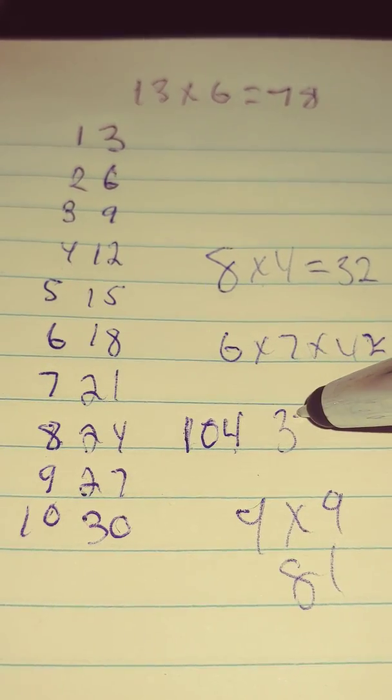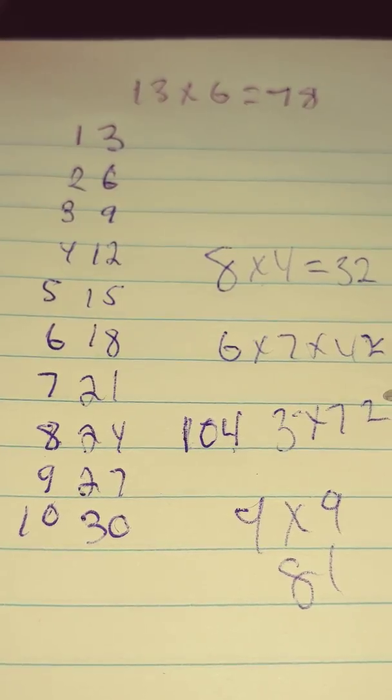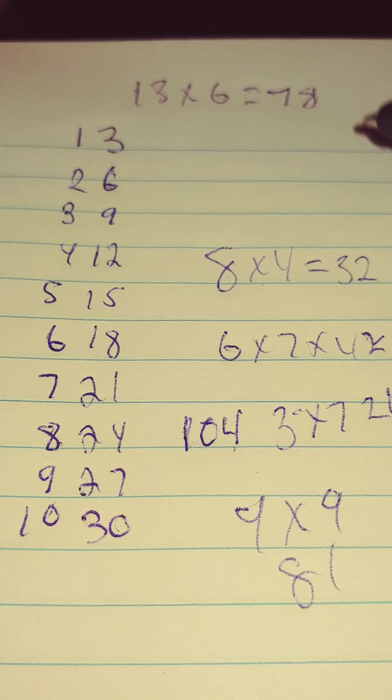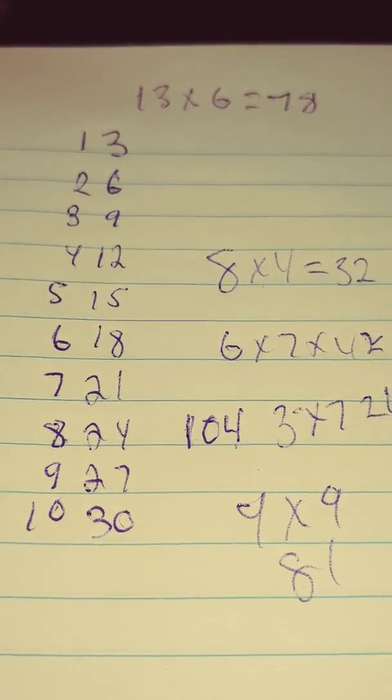It doesn't make any difference what it is, okay? 3 times 7, it's going to be 21. So you should know your times tables. And by knowing your times table, you can do all types of math. So we're going back into the teens, okay? So let me make some space here.